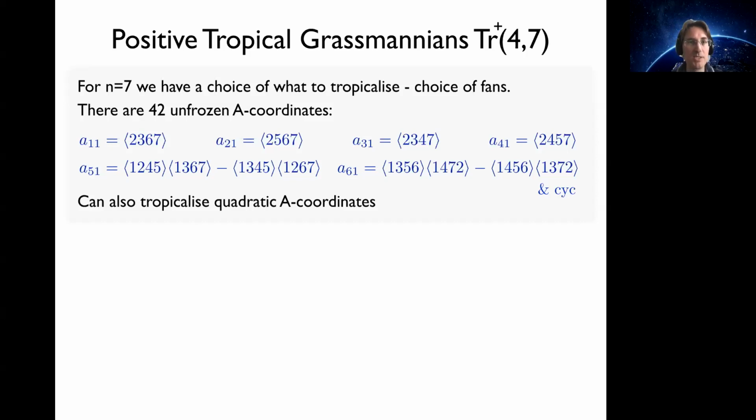And that's because for GR47, we actually have 42 unfrozen A coordinates. I've given them here. They arise in cyclic classes of 7. And so I've got 6 classes here, and you're supposed to take these examples and cycle them round 7-fold. Okay, so that's 42. And as well as tropicalizing the minors, we can also tropicalize these quadratic A coordinates in the second line.